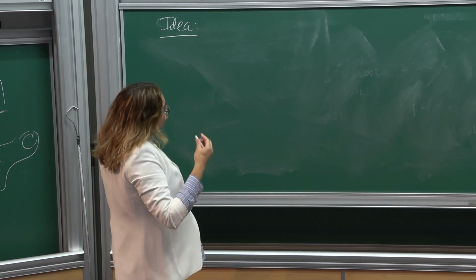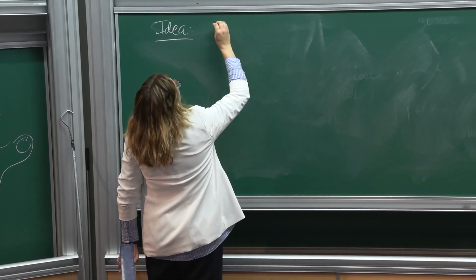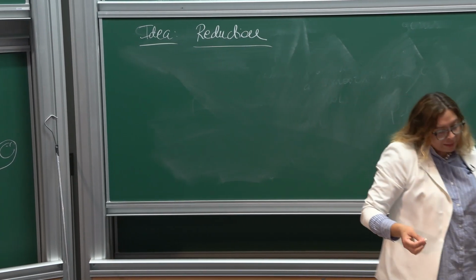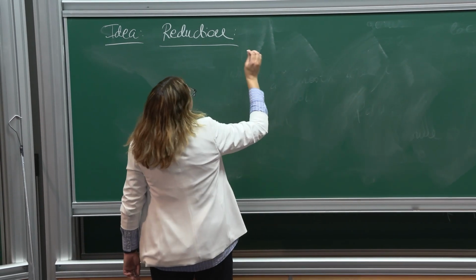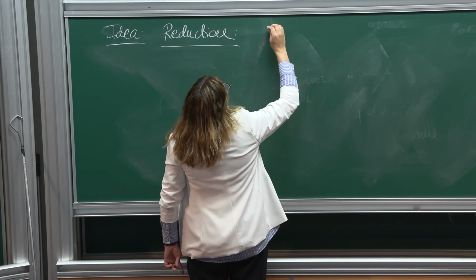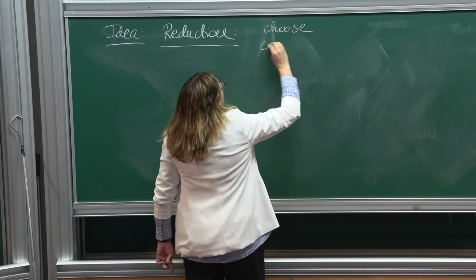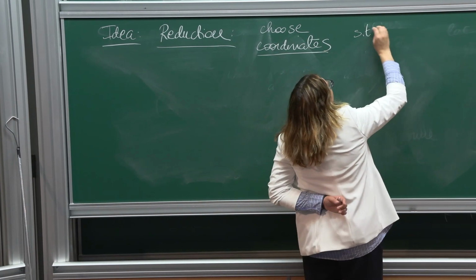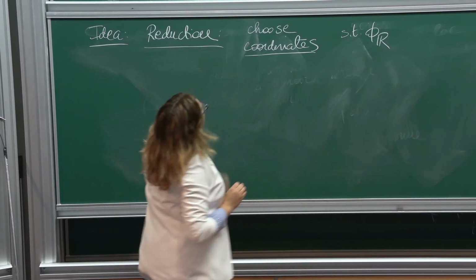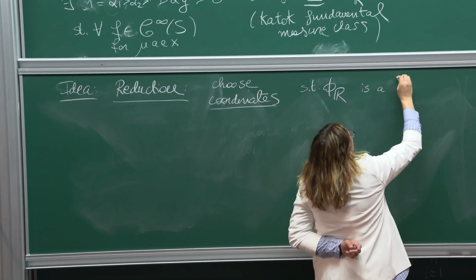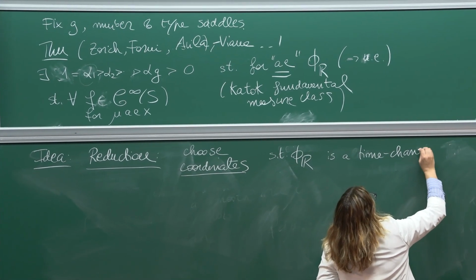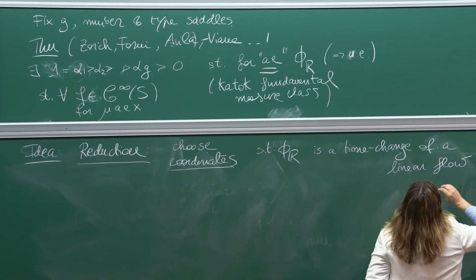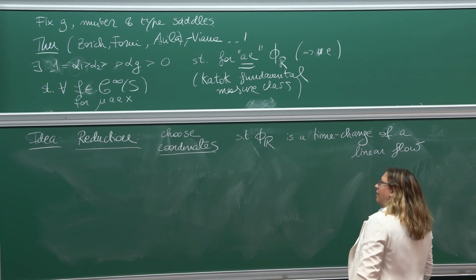The general case of smooth flows on surfaces preserving a smooth invariant measure can actually be reduced to the study of linear flows in the following way. If I have this smooth invariant measure, I can choose good coordinates such that the flow you want to study, phi r, a smooth area-preserving flow, is actually a time change of a linear flow on a translation surface. Or maybe I should say, it's isomorphic to one.